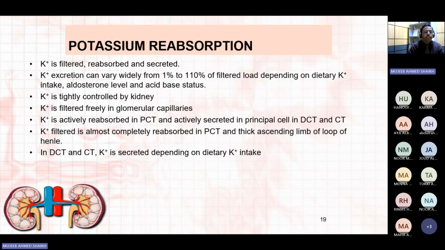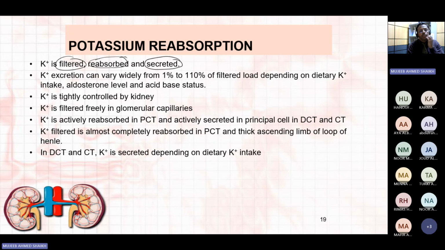How? We will see it in this next slide. Potassium is filtered, reabsorbed, and secreted. All three processes. It is filtered in the glomerulus, from the glomerulus into the Bowman's capsule. It is reabsorbed in the PCT and different parts of the tubule also. And again, it is secreted. Okay, so let me show you.